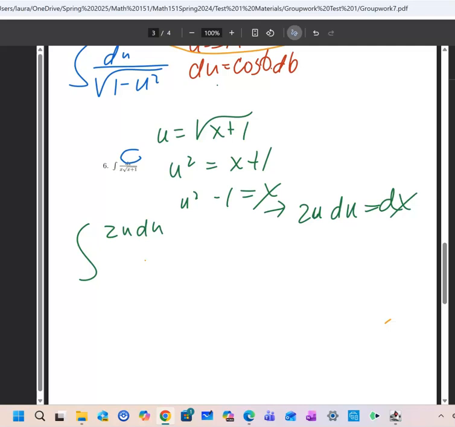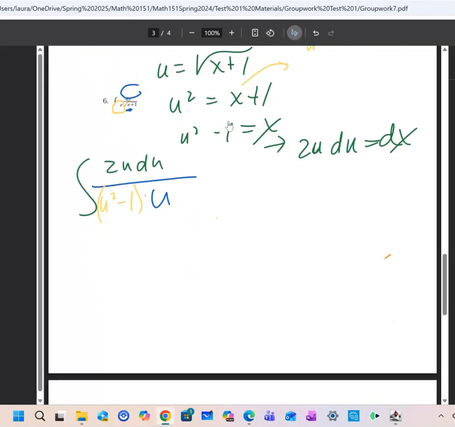That's what the numerator is. In the denominator, I've got the square root thing, that is u. Oh, what am I going to do with this x? Oh, there it is. u squared minus 1 is x. So u squared minus 1. Let's see if there's some simplification I could do. Yes, I can cancel the u's. So I end up getting 2 over u squared minus 1.